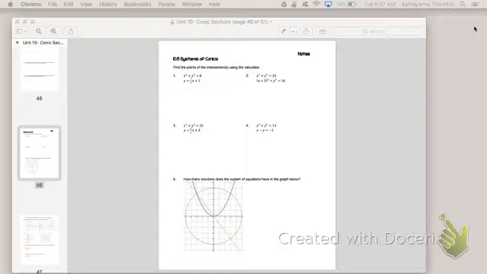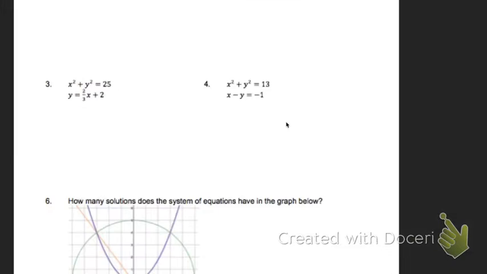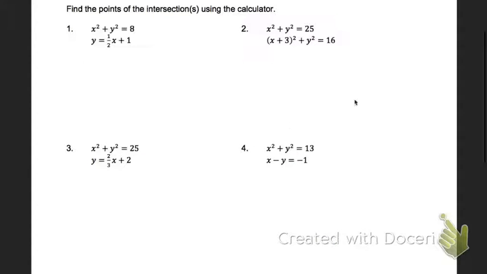Okay, so for number 2, when you have both an x squared and a y squared, normally when you're solving by substitution, you solve for one of the variables. Like you solve for x or you solve for y, and you substitute it back in. It is socially acceptable when you have an x squared and a y squared to solve for x squared or y squared in this case. You don't have to square root the whole thing to get y by itself.